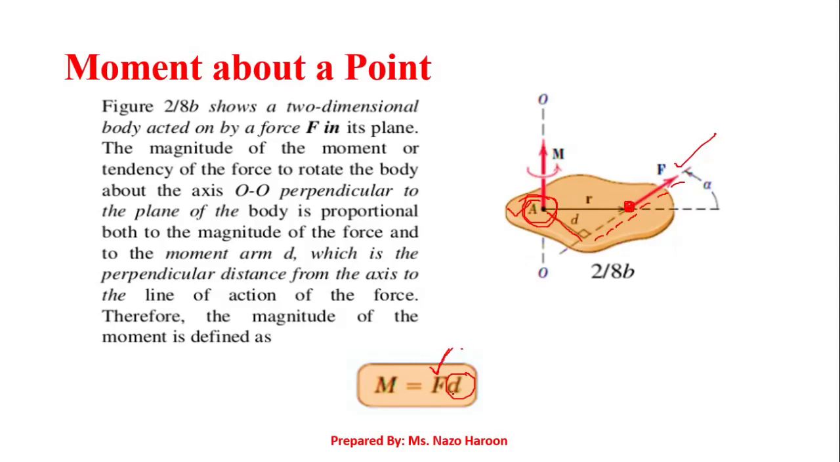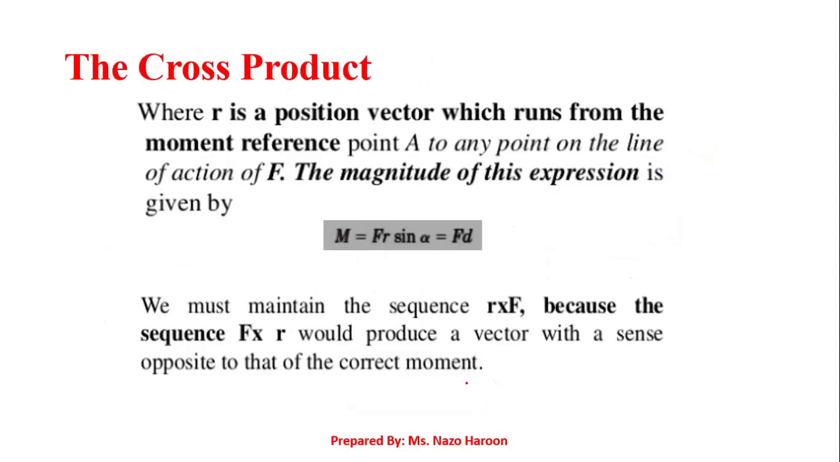So one thing that you need to understand is that this D, or in some books you will see the notation as R, this R or D should be the moment arm. It always has to be a perpendicular distance, right? So while solving numerical problems, you need to be very careful about finding this moment arm.